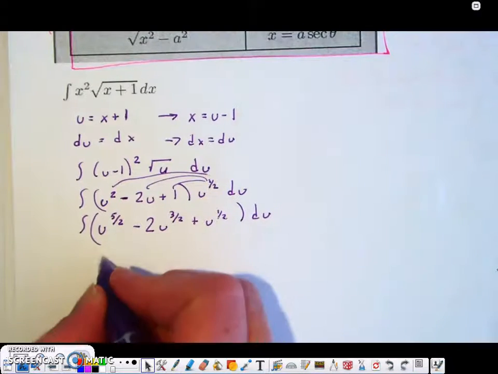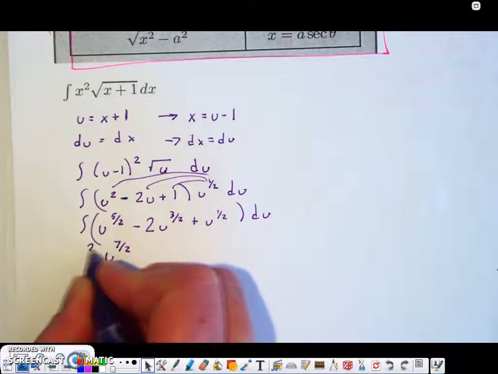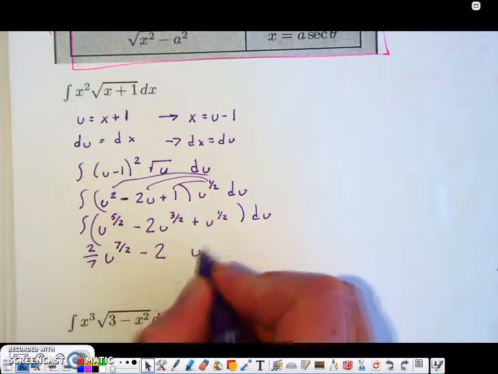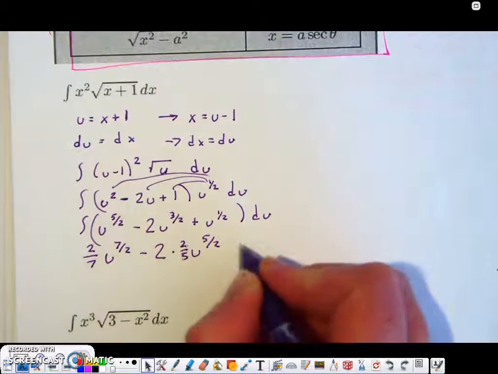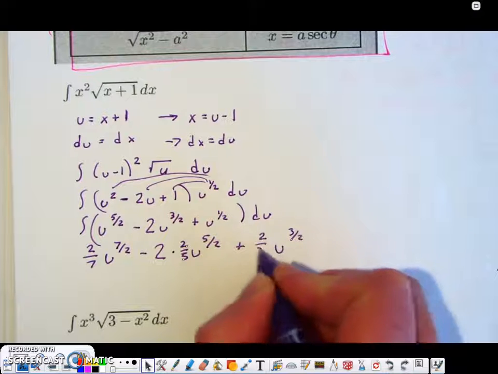Okay, use power rule on each one. So this would be u to the 7 halves, add 1 to the power, times the reciprocal. Minus 2, this would be u to the 5 halves, times the reciprocal. And then u to the 3 halves times the reciprocal.